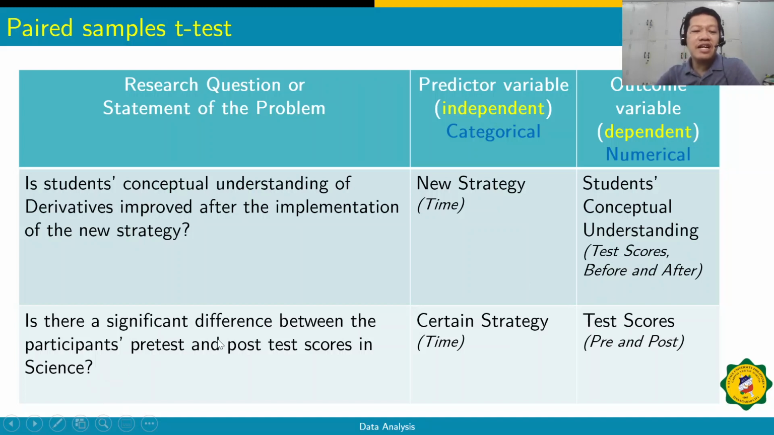Is there a significant difference between the participants' pre and post-test scores in science? So the independent variable is a certain strategy. It's not mentioned in this SOP, but I'm sure that there should be a certain intervention or a certain strategy used here. And then we are going to compare the test scores, the pre and post-test scores. So you may use here paired samples t-test.